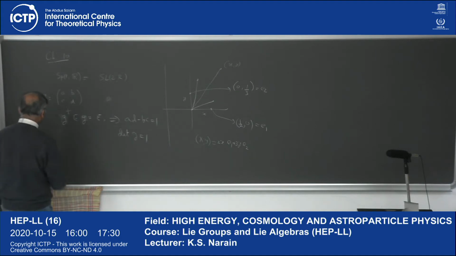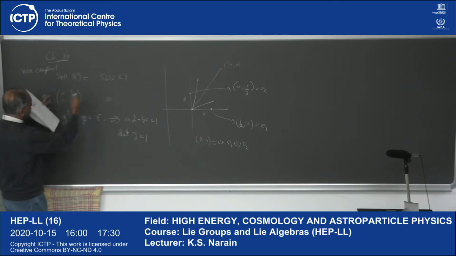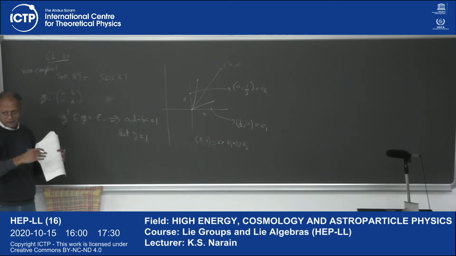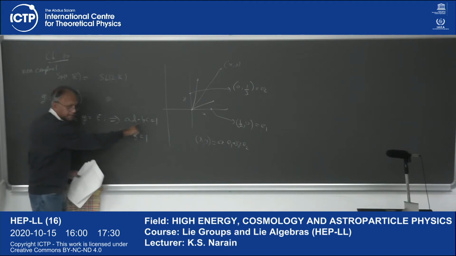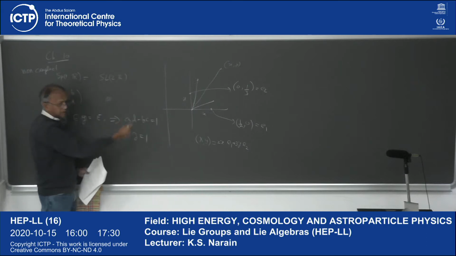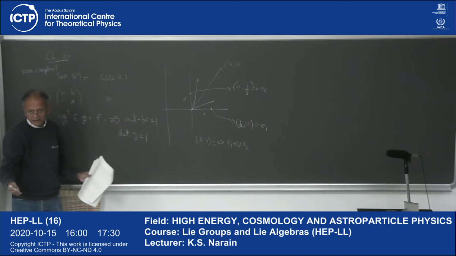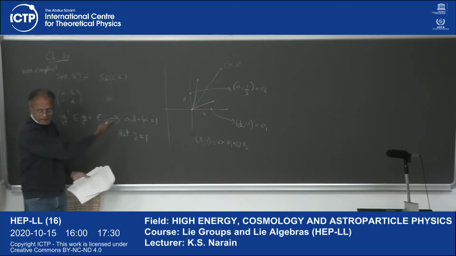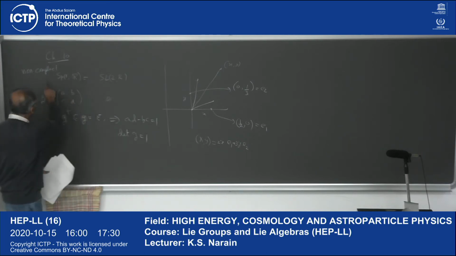But now, this group is non-compact, just like SL2R is non-compact, because A, B, C, D can grow as much as you wish. There is no limit on the values of A, B, C, D. The only condition is this, but you can take A to be very, very large. Simultaneously, you can take B to be very large, keeping D and C fixed, and this condition can be satisfied. So that's non-compact. But then there was a compact version.